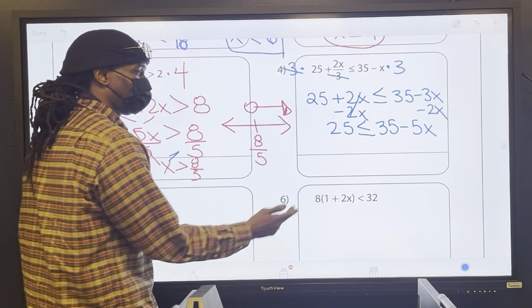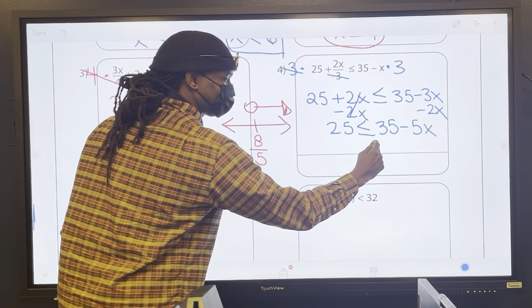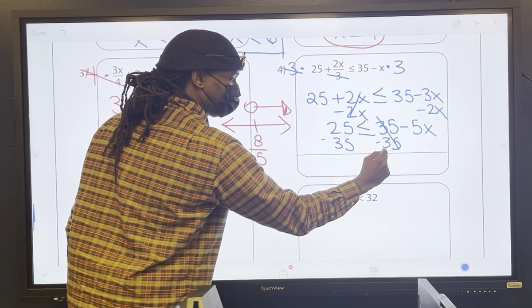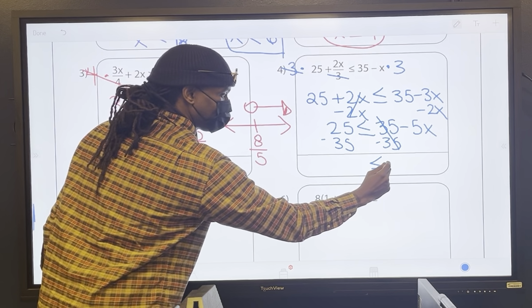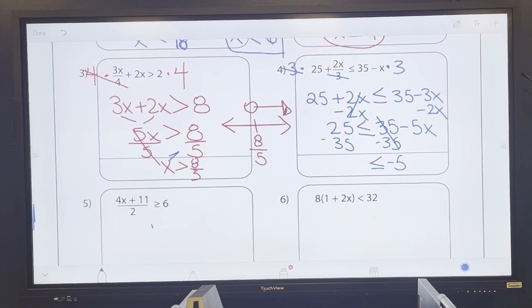X. Did I do what on both sides? Subtract what? 35. Nice. Take that 35 up out of there. Those cancel. Negative 15? Whoa. Less than. Take a look at it. 25 minus 35. That's why we're practicing. 25 minus 35.